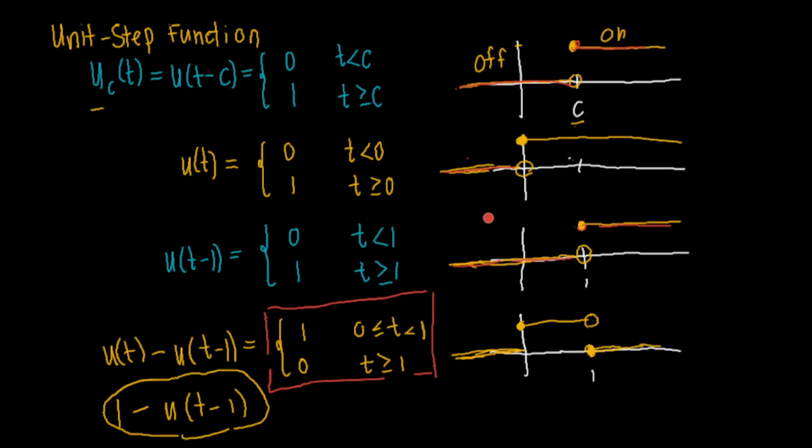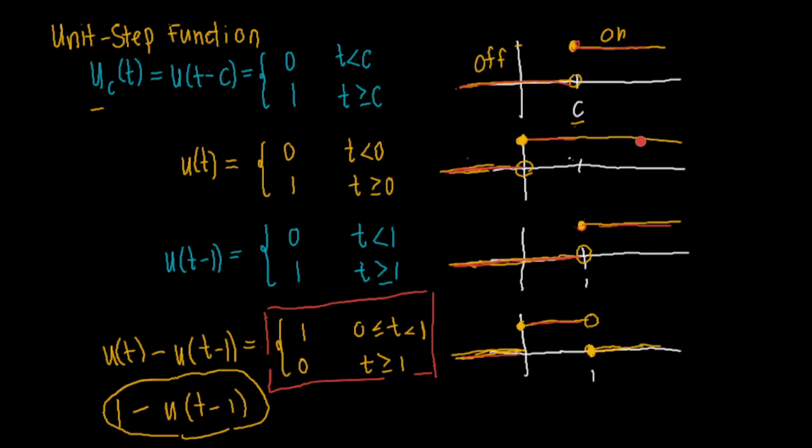For time t less than 0, we have u of t here as 0 and u of t minus 1 here as 0. So 0 minus 0 is 0. And for time t in between 0 and 1, we have u of t here as 1. And we have here u of t minus 1 is 0 since u of t minus 1 is still in the off state here. So 1 minus 0 is just 1. That's why we have 1 here.